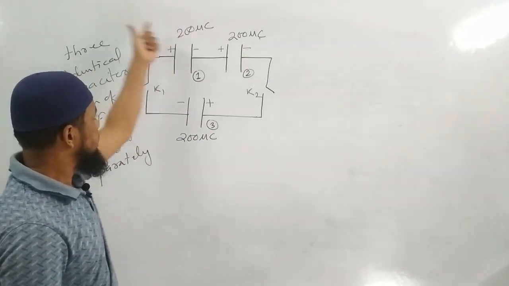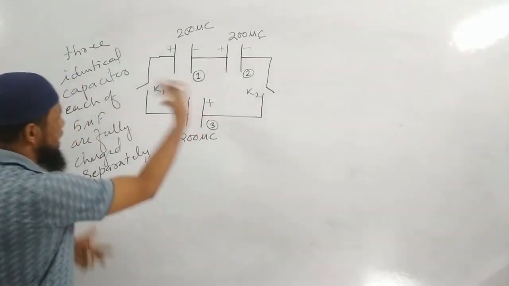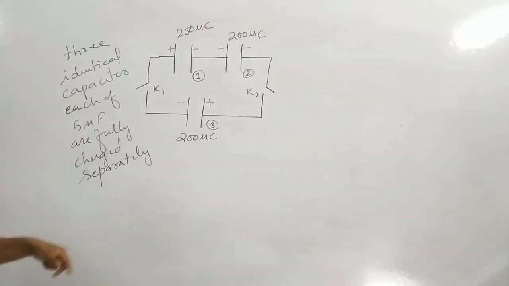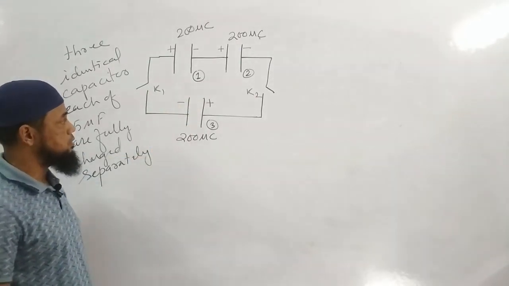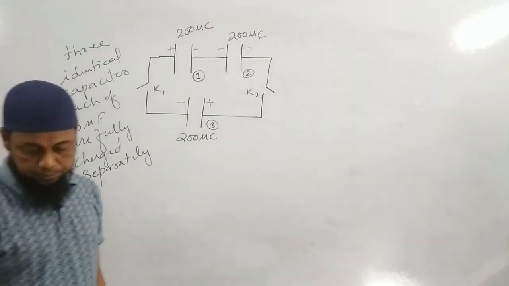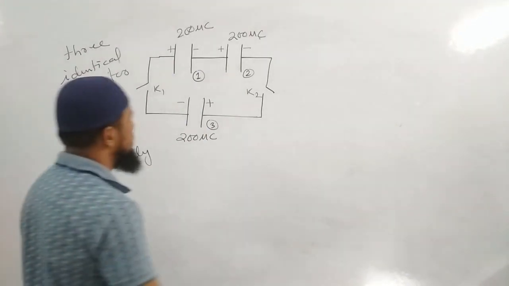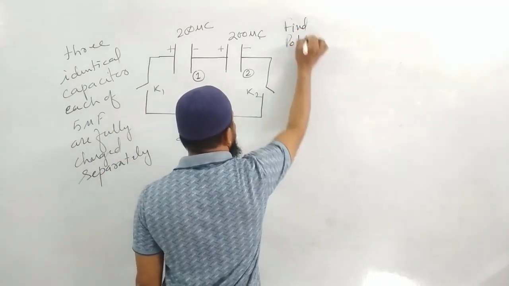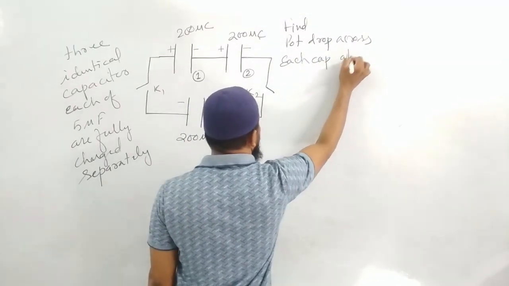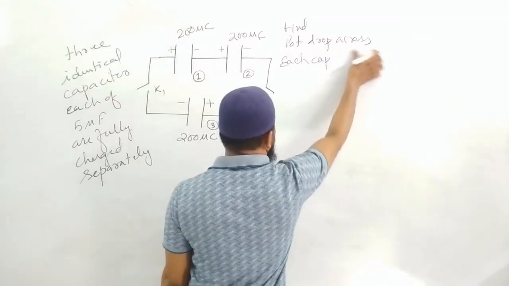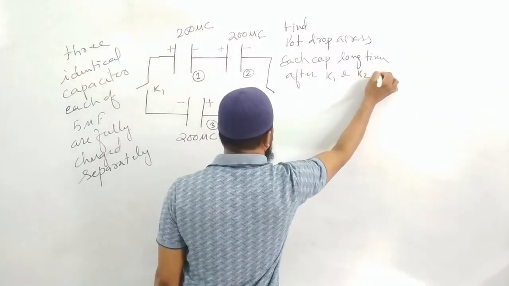It was charged separately. This was also charged to 200 microcoulomb. This one also charged to 200 microcoulomb. They are also charged to 200 microcoulomb. And all capacitors are having the same capacitance. Suppose the capacitance of each capacitor is 5 microfarad. You have to find what will be the final charges across the capacitors if these two switches are joined. Or you have to find what is the final potential drop across each capacitor. Need to find potential drop across each capacitor a long time after K1 and K2 are closed.